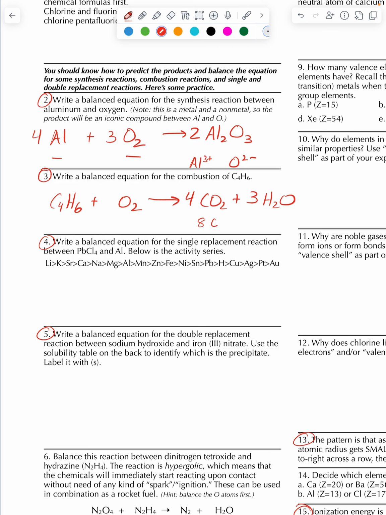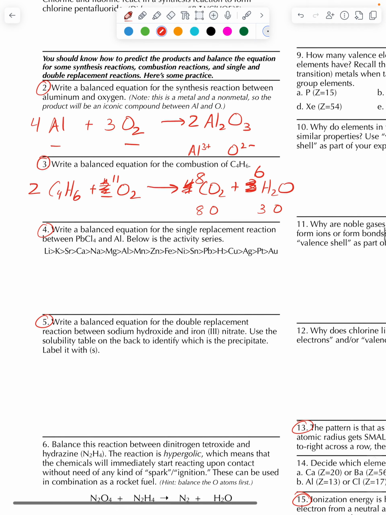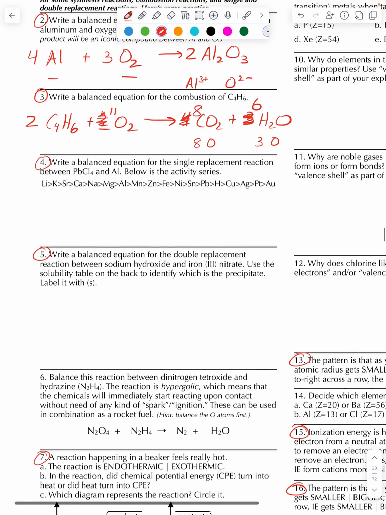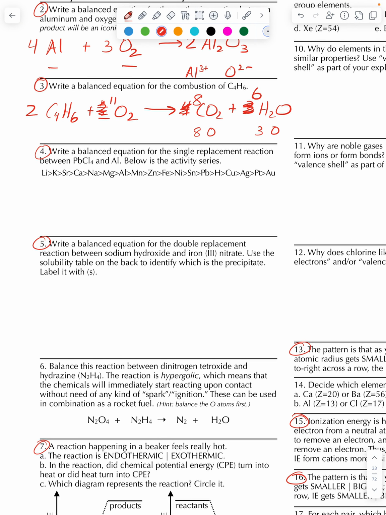Now we have 8 oxygens here. We have 3 oxygens here. That's 11. What fraction can we put in front of the O2 to get 11 oxygens? 11 halves, right? But then we multiply by 2. So this becomes 2. That becomes 11. That becomes 8. That becomes 6. And then you could go back and make sure it's balanced. And again, sum up the coefficients if I ask it that way. Okay, let's do a single and double replacement reaction. Again, plenty of examples.